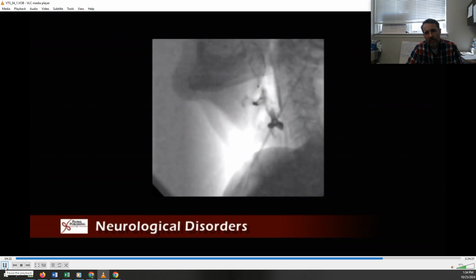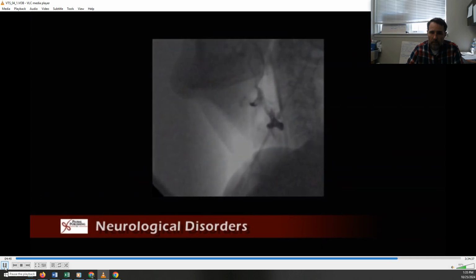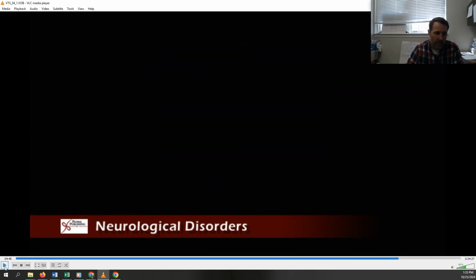Note that there is significant residue in the piriform sinuses post-swallow. So vallecula, piriforms right there. Secondary to impaired opening of the UES during the swallow. To a lesser extent, some residue remains in the valleculae post-swallow. So some pharyngeal stasis.